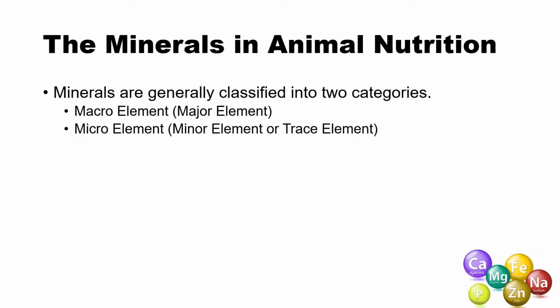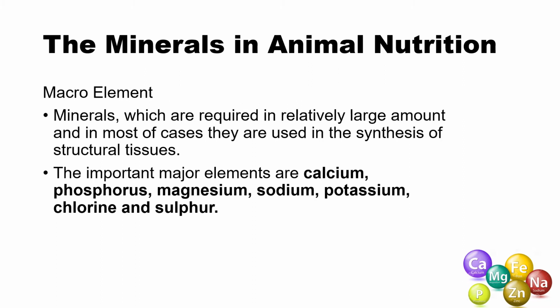So, the minerals are generally classified into two categories. You have the macro element and the micro element. In macro element, you have what is called the major element. So, when we say macro element, these are also the major elements, the ones really needed by the animal. And then the micro element is also called minor element or trace element. The macro elements are minerals which are required in relatively large amounts, and in most cases, they are used in the synthesis of structural tissue. So, that's the definition of macro element. These are the minerals that the animal really needs in large amounts.